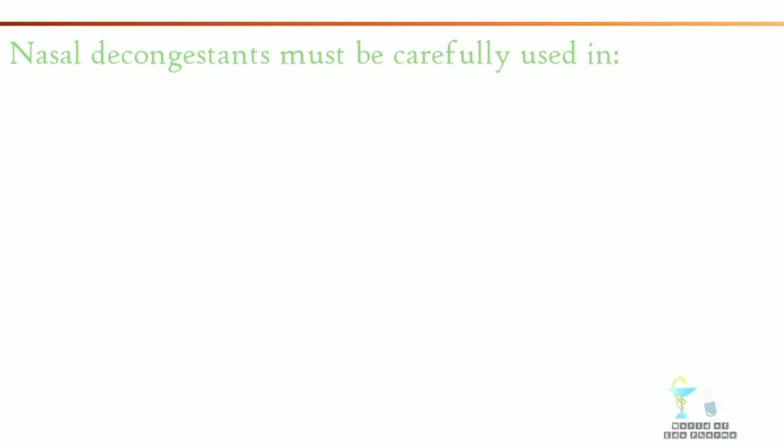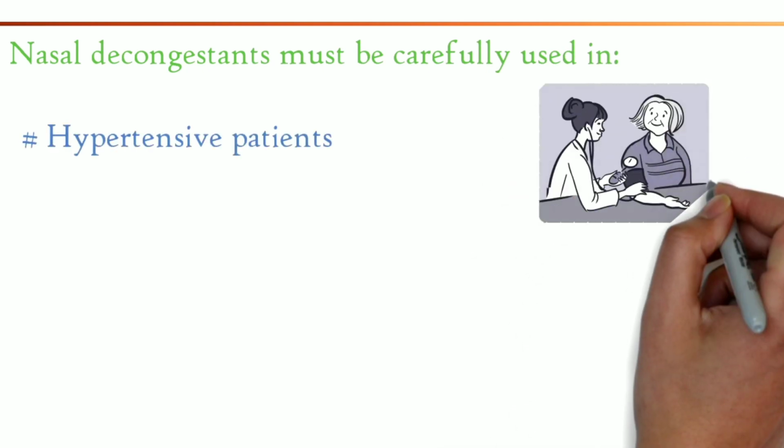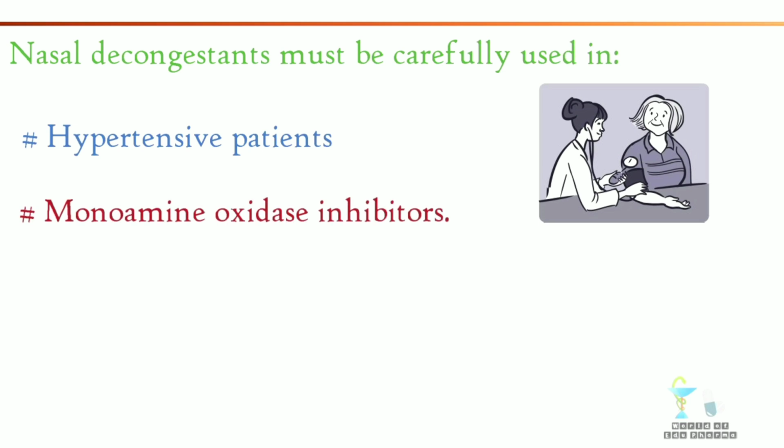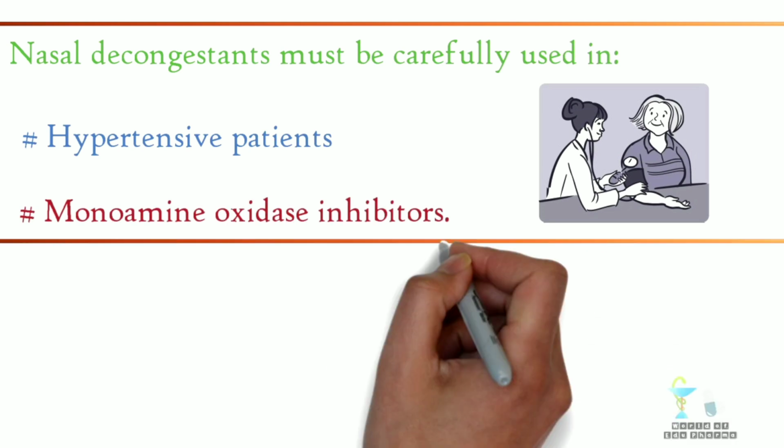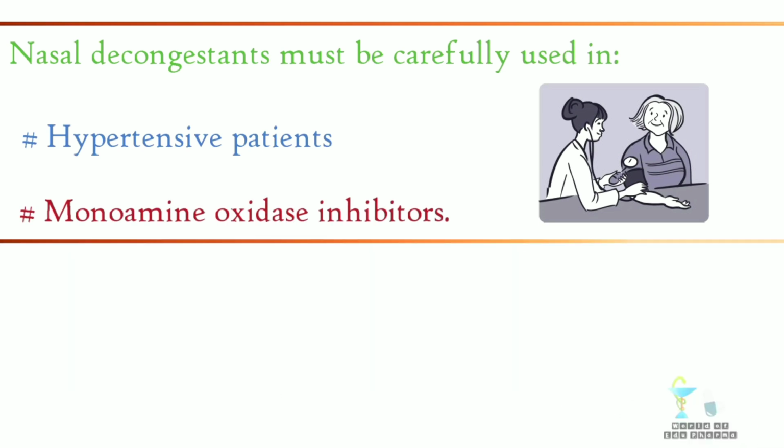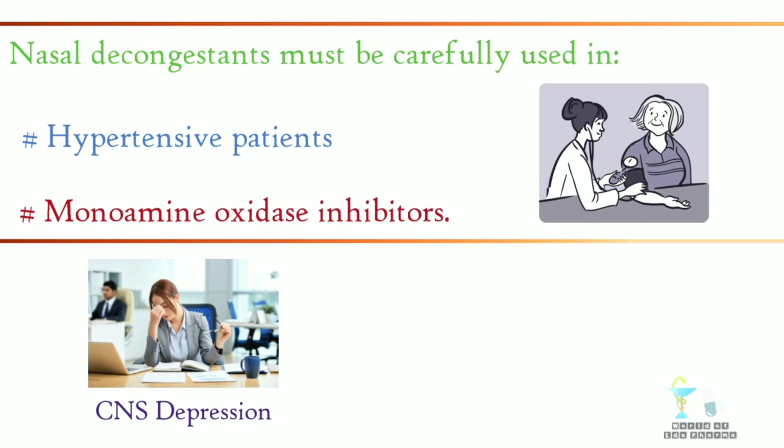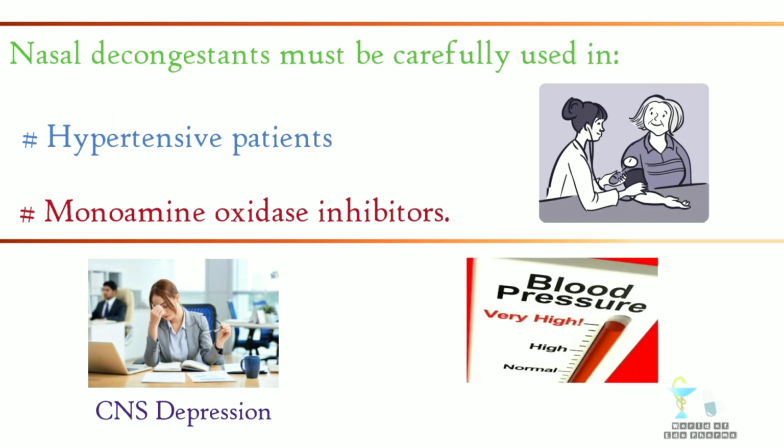Nasal decongestants must be carefully used in hypertensive patients and those who receive monoamine oxidase inhibitors. Moreover, nasal decongestants can lead to central nervous system depression and a rise in blood pressure systemically.